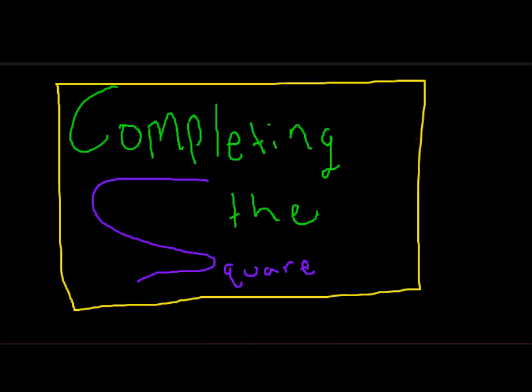Alright, first you're going to want to take your equation and put it in ax squared plus bx plus c equals 0. That's important. Alright, so once your equation is in standard form, for our example, we're going to use 4x squared minus 2x minus 5.